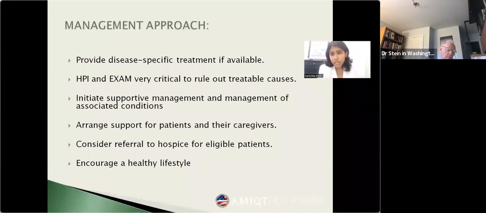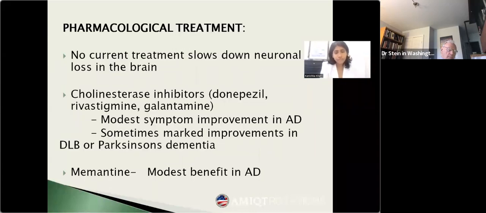And we can consider referral to hospice for eligible patients because behavioral problems and fecal incontinence usually result in caregiver burnout, and that's going to result in poor outcomes for the patient. It's also essential that we encourage a healthy lifestyle, including diet, sleep, and personal hygiene. And finally, we can talk about the pharmacological treatment which is now available.